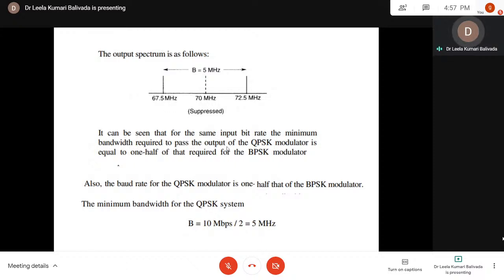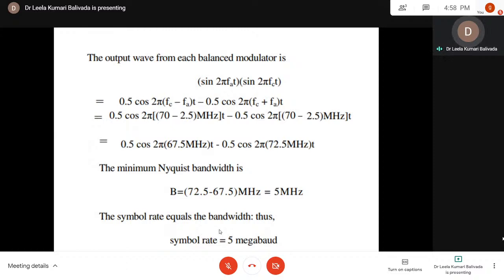It can be seen that for the same input bit rate, the minimum bandwidth required to pass the output of the QPSK modulator is equal to 1/2 of that required for the BPSK modulator. Also the baud rate for the QPSK modulator is 1/2 of that of the BPSK modulator. Therefore, the baud rate for BPSK is 10 mega baud and the symbol rate for QPSK is 5 mega baud.